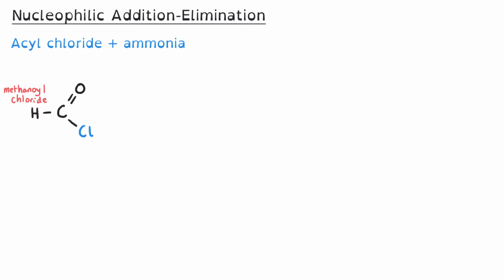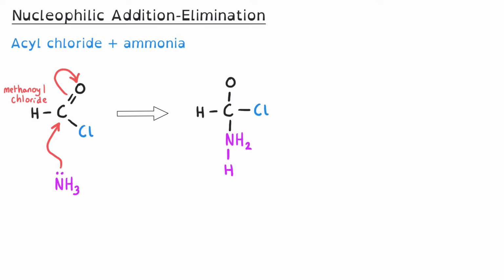And so if I had methanoyl chloride reacting with ammonia, the first step of the mechanism would be the ammonia donates its lone pair to form a new bond to the carbonyl carbon that it was attracted to because that carbon was electron deficient, and then the oxygen takes 2 of the 4 electrons from the double bond that it shared with that carbon atom, and this produces our intermediate, which has got the nucleophile now connected to the carbonyl carbon, and the nucleophile will be positively charged because it's used its lone pair to form a new bond.